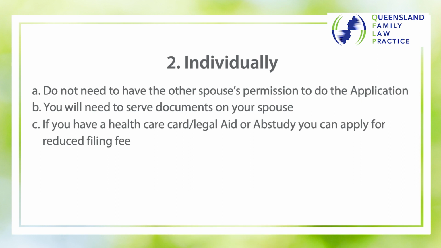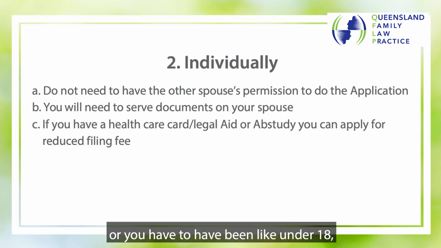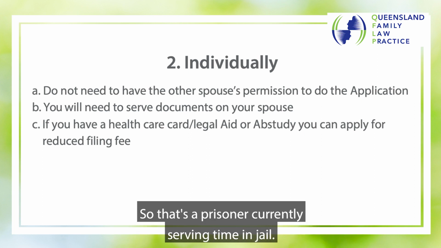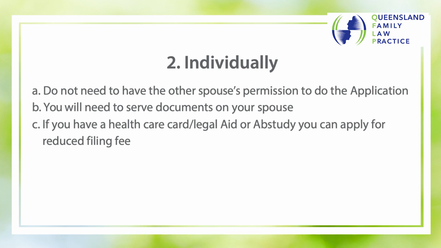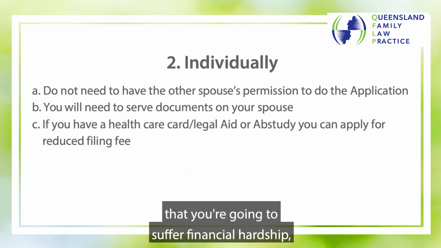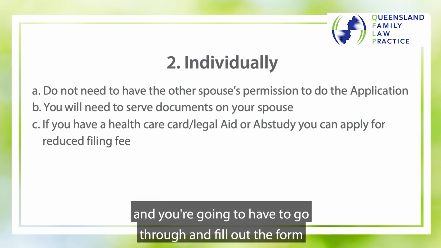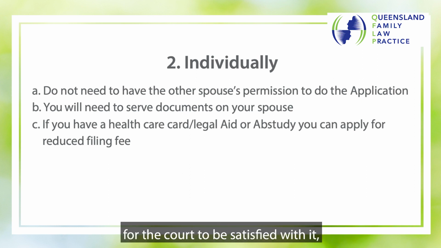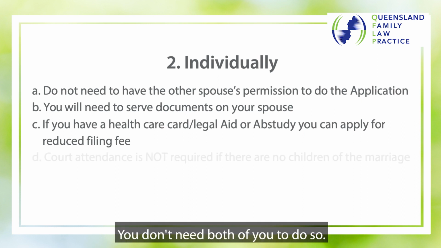If that's not the case, you have to have been under 18 or even incarcerated, so a prisoner currently serving time in jail. Now, if one of those things doesn't apply, then the only other one is that you've got to prove that you're going to suffer financial hardship, and you're going to have to fill out the form that requires you to prove what your day-to-day living expenses are, etc., for the court to be satisfied with it. But only you have to prove that. You don't need both of you to do so.